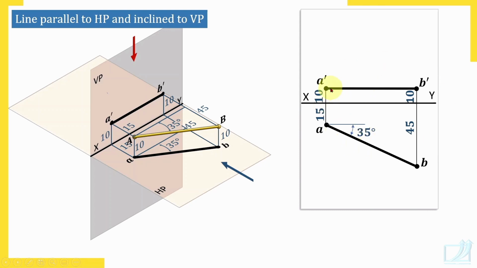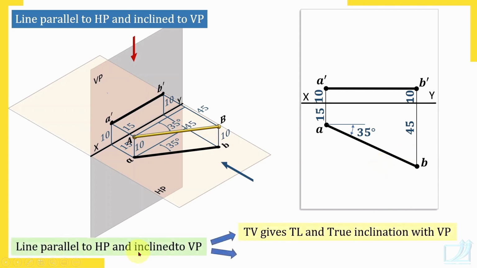In which quadrant is end A? First quadrant. In which quadrant is end B? First quadrant. The entire line is in the first quadrant. If the line is parallel to HP and inclined to VP, then the top view gives true length and true inclination with VP, and the front view appears parallel to XY line.